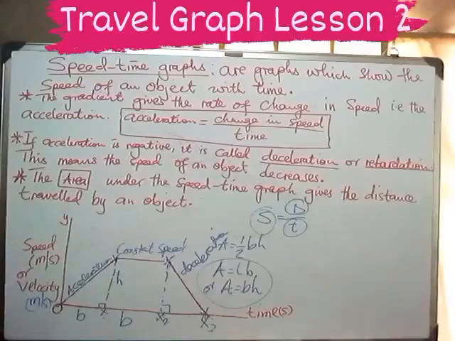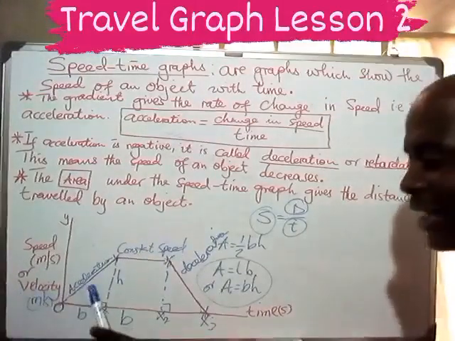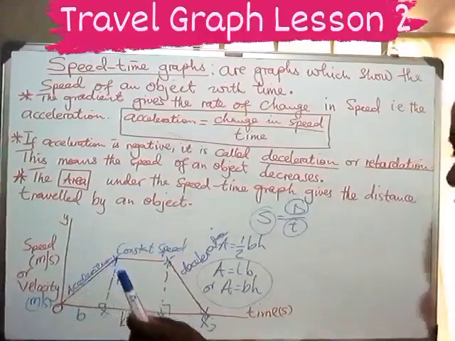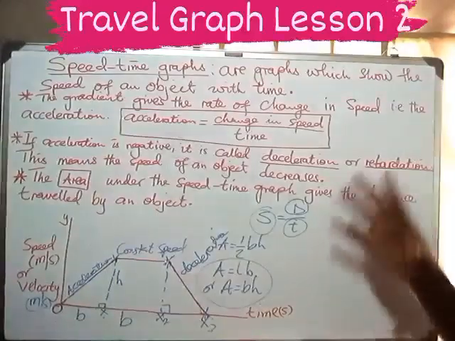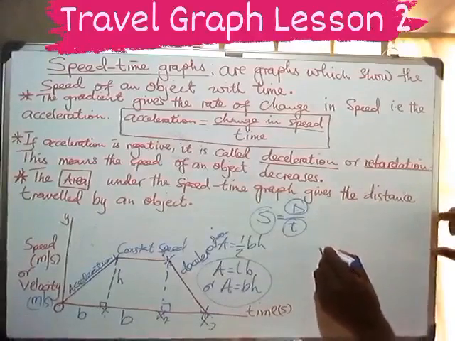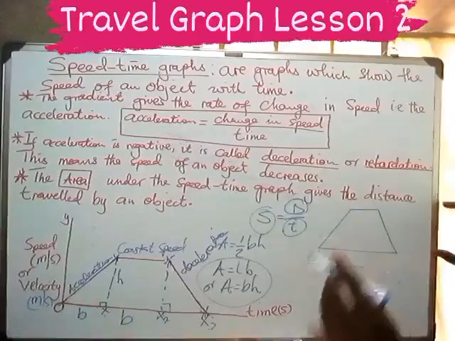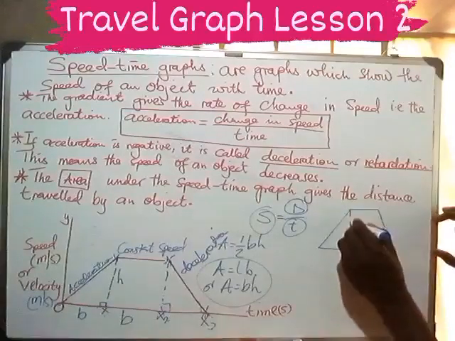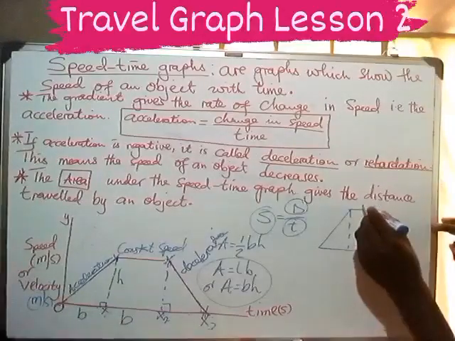Sometimes you may be told to find the distance covered for the whole journey. You find the area for this part, you also find the area for that part, then you add all of them. Or you get the whole shape like this, the way it is. So this is the shape. Now this shape is in the form of a trapezium.